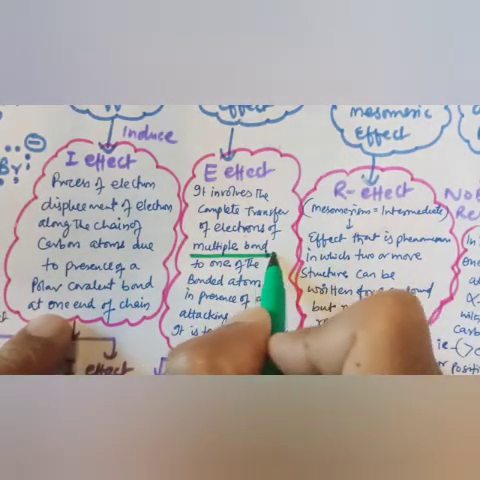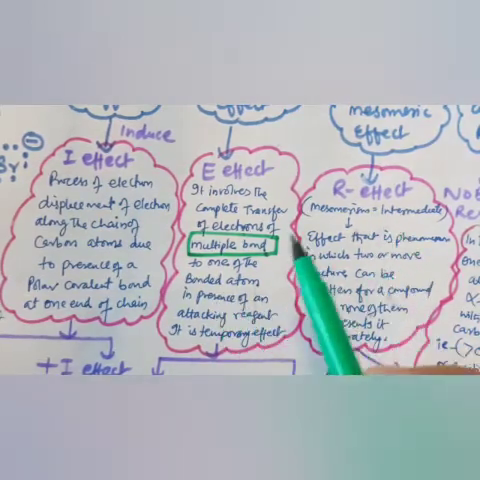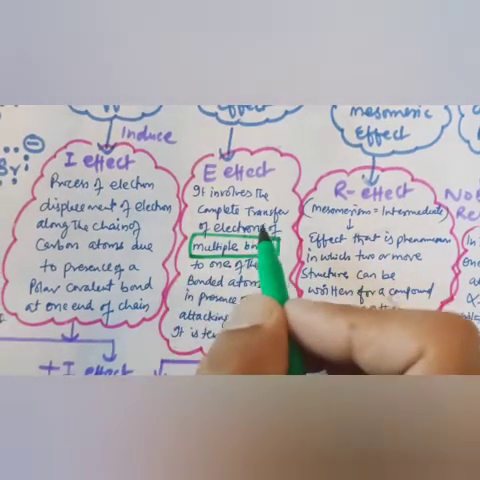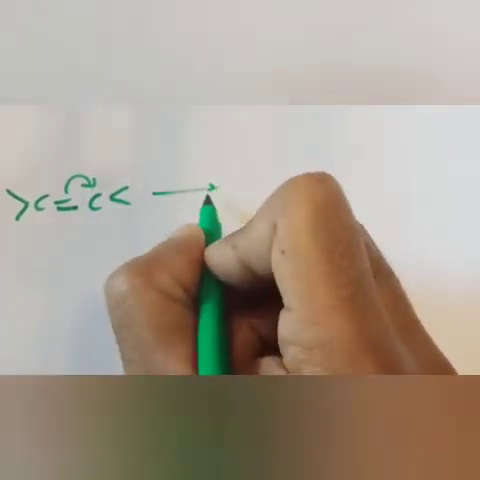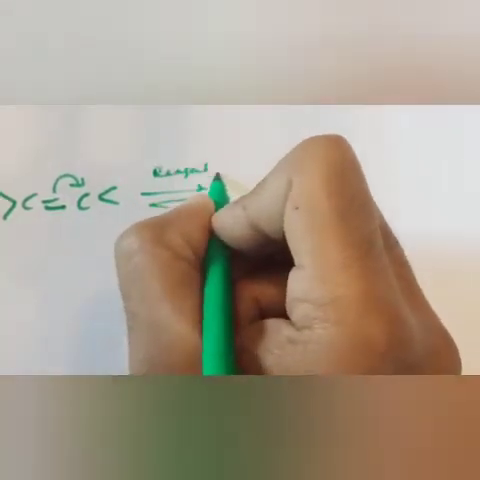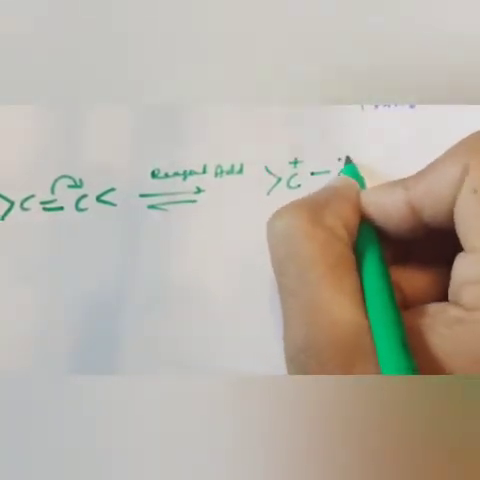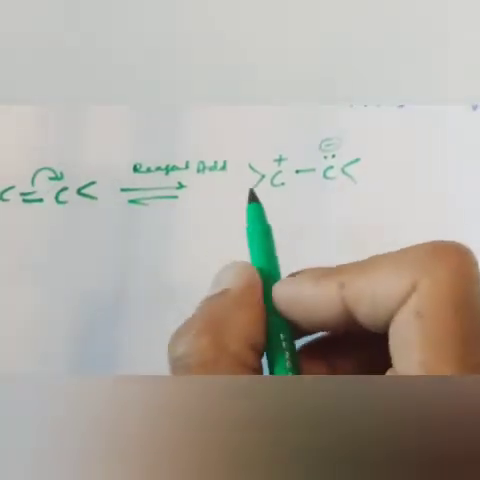Here, the transfer of electrons of a multiple bond from one atom to another. If I explain in detail, a multiple bond consists of a sigma bond and a pi bond. The electrons of the pi bond are loosely held, so the pi bond electrons will start moving. Suppose, for example, I take a C double bond C, this double bond will start moving, and by addition of a reagent, the carbon becomes positive and the other carbon gets a lone pair, because both the electrons go to one side and form a sigma bond.